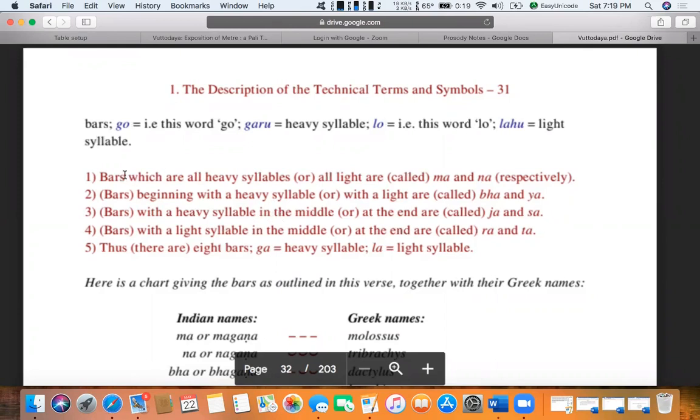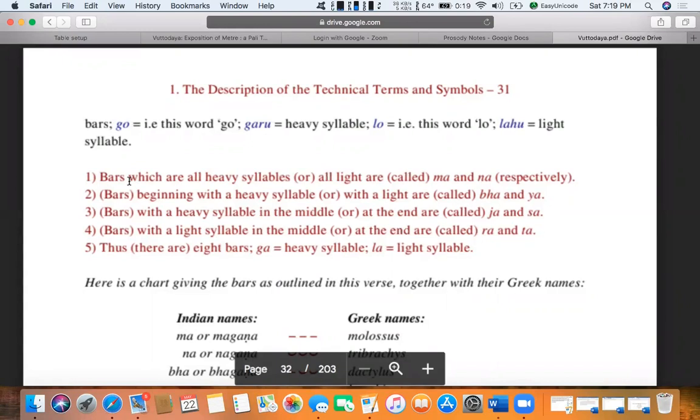Ba refers to the gana in Pali. Gana means a group of syllables, a cluster of syllables is called a gana, a group or a cluster. So in other words, they are bars. In this book, we call ganas in Pali as bars. So bars or ganas or groups, which are all heavy syllables.